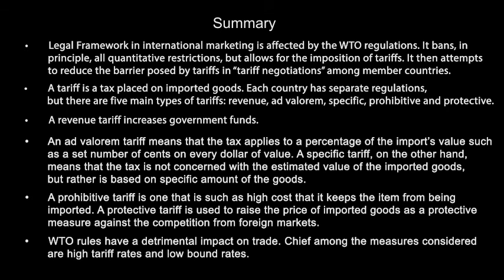WTO rules have a detrimental impact on trade. Chief among the measures considered are high tariff rates and low bound rates.